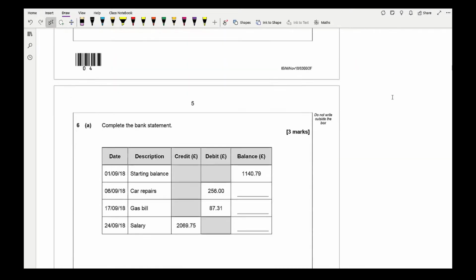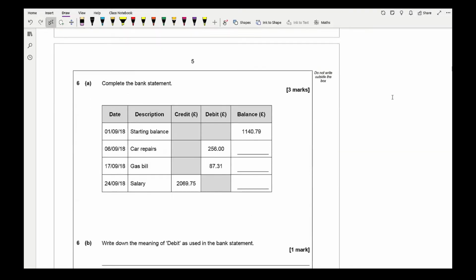And then moving on to question 6a. Now 6a says complete the bank statement. When it comes to credit, that is how much is going into your bank account, so it's going in, and debit is what's going out. So the debit is what you're spending, and credit is what's going into your account as your wage, which you can work out using common sense, and you always need a bit of common sense. So car repairs, that's money you're paying. Gas bill is what you're paying, but salary is what someone is paying into you.